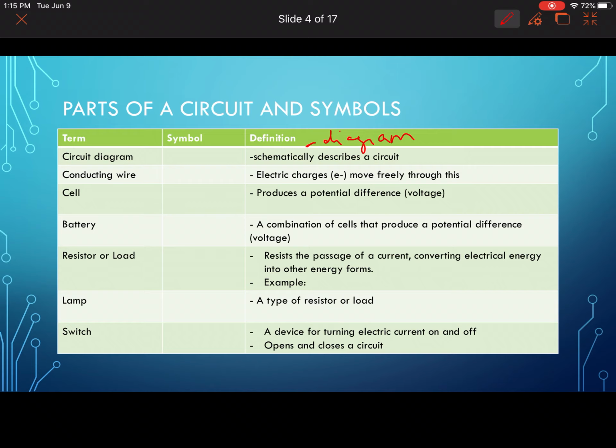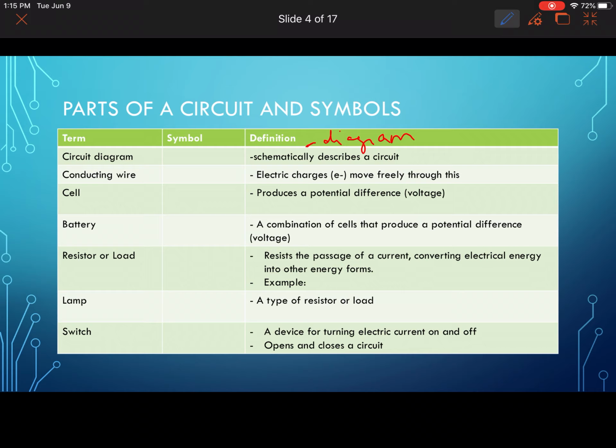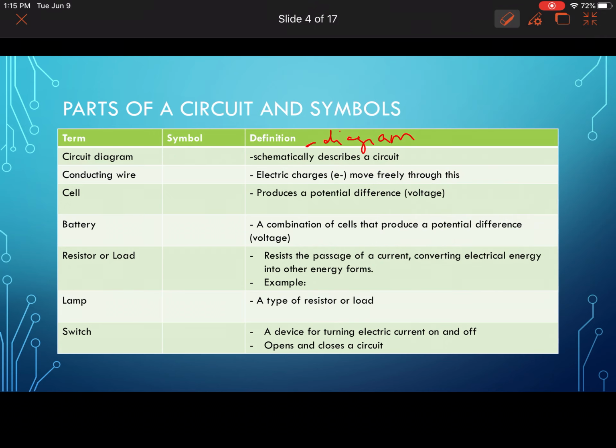Okay, so when you're drawing conducting wire, I'm going to use blue here. Conducting wire is just a simple single line. Oops, wrong spot. I like this erase tool. So conducting wire is just a single line. It doesn't have to be straight, it can be curved. Now, a cell.